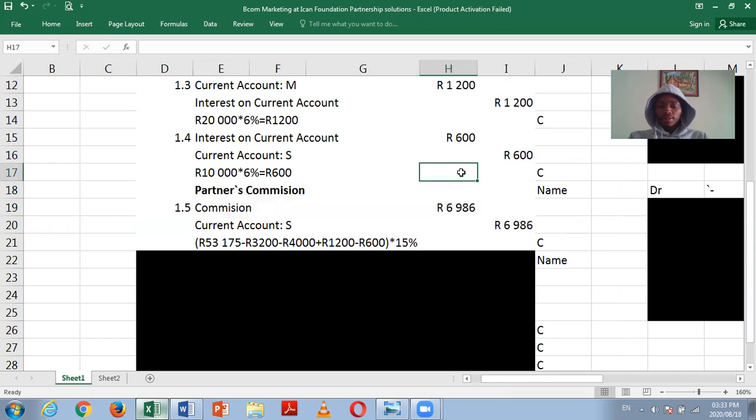So it's 6,986, right? So we're debiting commission. Remember, on the side of the partnership, they have to pay that commission. And then we're crediting current account because now the partner received or earned that commission. So the fact that that partner received that commission, his or her current account will increase on the credit side because it's an equity. I hope so far so good.